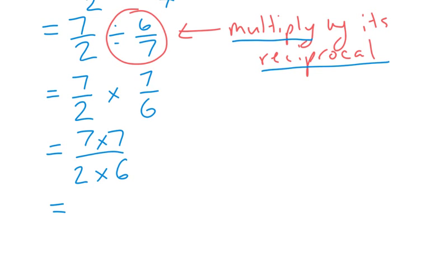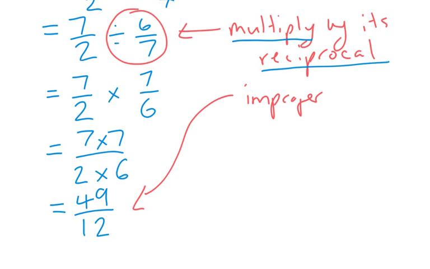Let's go ahead and simplify that. 7 times 7 is 49, and then 2 times 6 happens to be 12. Don't forget that we usually want to express our final answer in its lowest terms. So 49 over 12 actually is an improper fraction because the numerator is greater than the denominator. We want to convert this into a mixed number, so a number that contains an integer and a fraction.